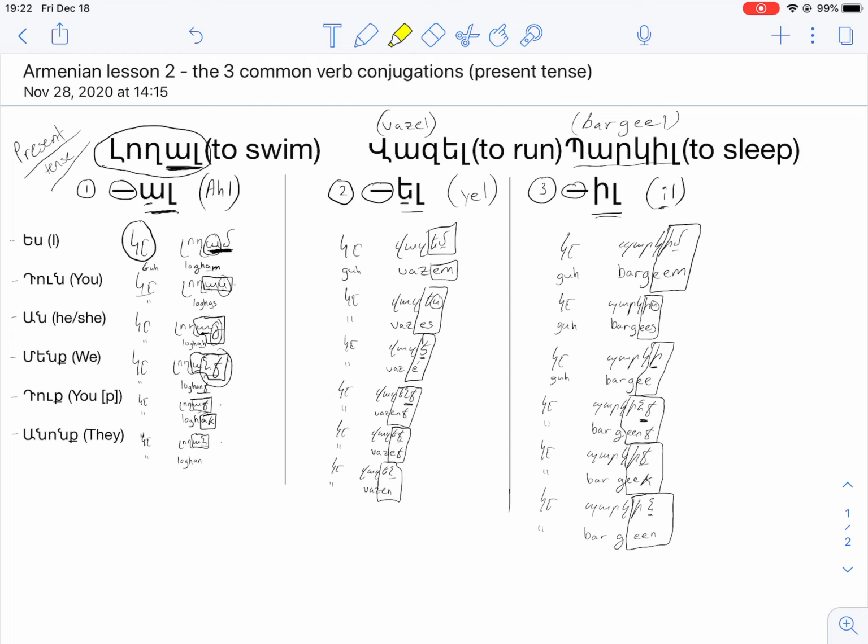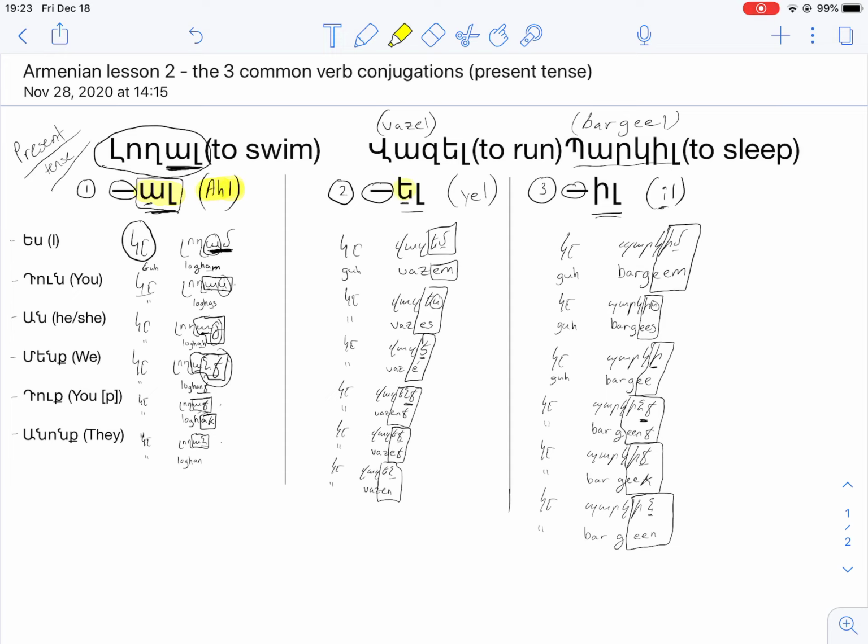So the first possible ending is al. Okay, so the hyphen here is, I guess you could call it, the root of the verb. But the ending is right here, okay? Al. This is one possible ending. Pronounced phonetically it's an a and an l. So al, okay? That right there in parentheses.